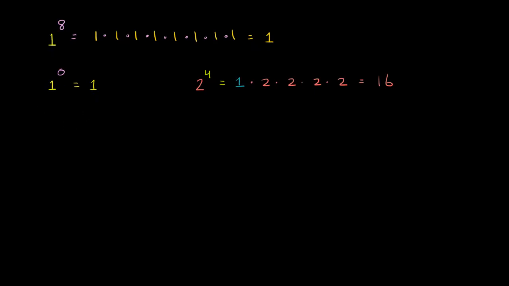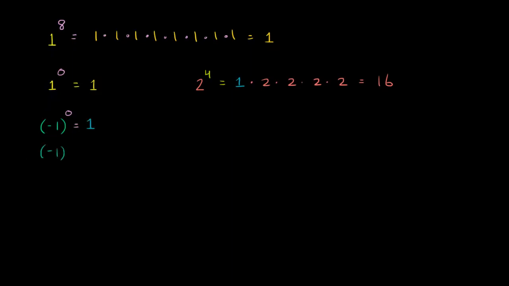Now let's try some other interesting scenarios. Let's try some negative numbers. So let's take negative 1, and let's first raise it to the 0 power. So once again, this is just going based on this definition. This is starting with a 1, and then multiplying it by this number 0 times. Well, that means we're just not going to multiply it by this number, so you're just going to get a 1.